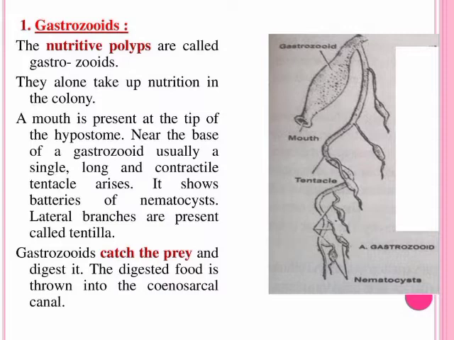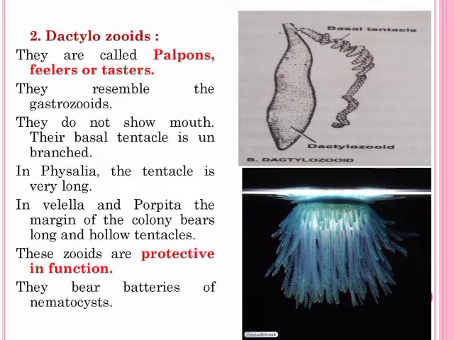Dactylozooids. Dactylozooids or mechanozooids are the tubular and highly extensile, protective or defensive polyps, devoid of mouth, manubrium, and all tentacles. Coelenteron is much reduced. In some cases, a long and unbranched basal tentacle armed with nematocysts may be present. Two modified types of dactylozooids are present, namely spiralzooids and tentacle-like dactylozooids or tentaculozooids.